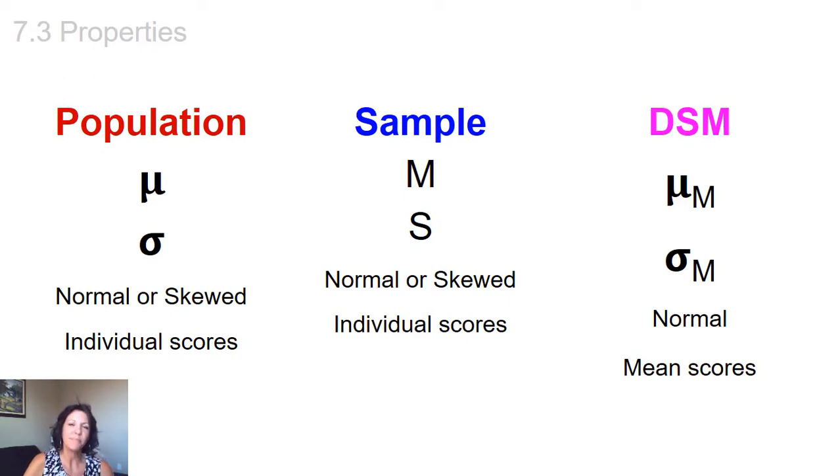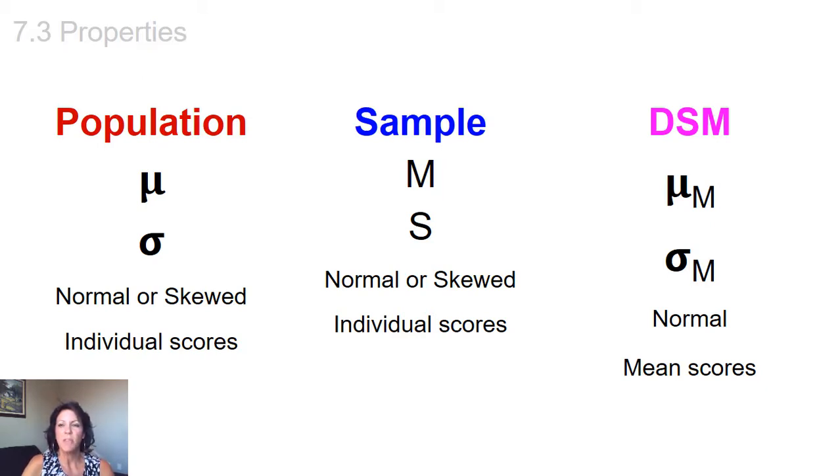So then we also have samples, and we had some different ways of noting sample mean and standard deviation, with the capital M for the mean and S for the standard deviation of a sample. Now samples can also be normal or skewed. And again, when we're talking about the mean and standard deviation, we're talking about individual scores. Things start to change when we talk about the distribution of sample means. This is a different distribution altogether.